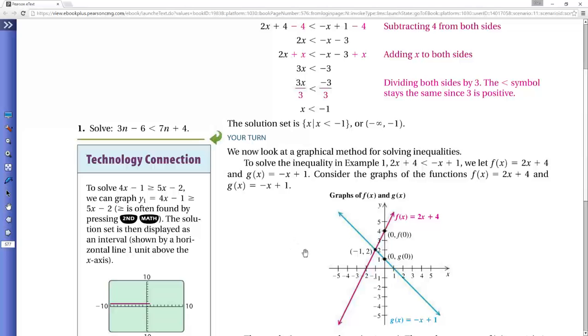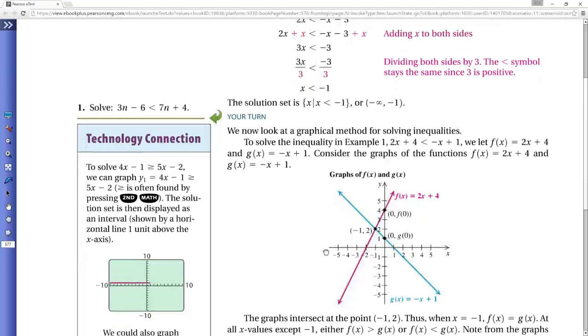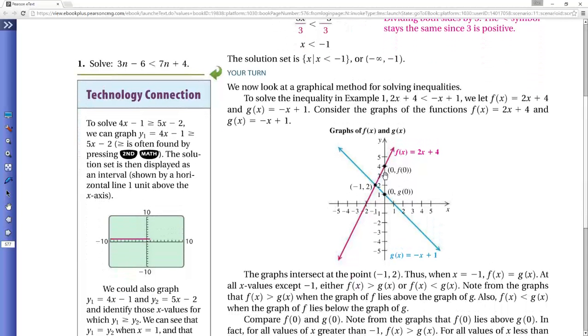Well, they go through and we could say, another way I could do this kind of problem is treat each side of the inequality as a function and graph that. And when I graph that, I end up with these two lines. Their intersection is probably the most interesting part, because I end up at this point of negative 1, 2.